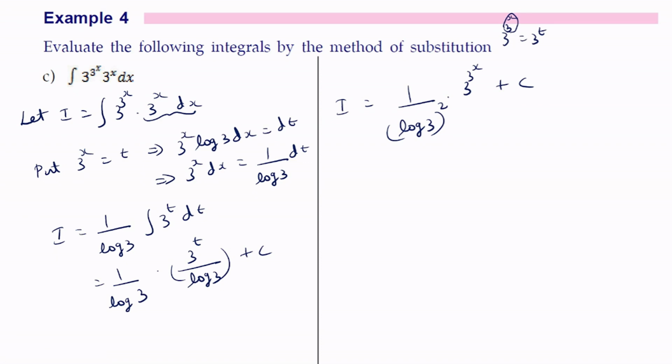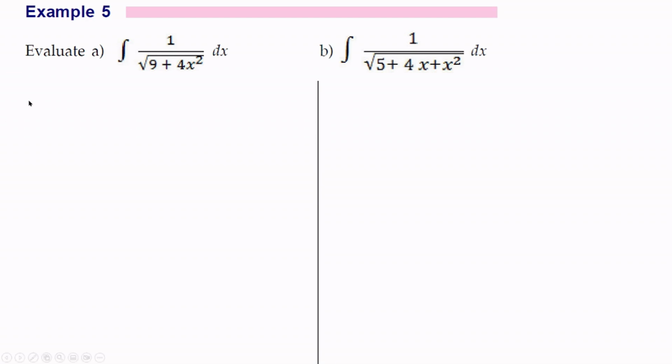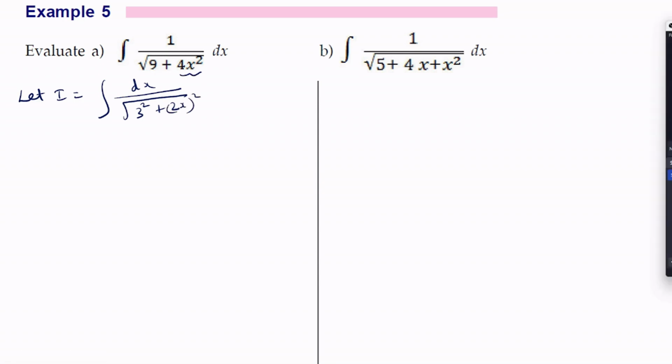Moving on to the next question. Evaluate integral 1 by root of 9 plus 4x square dx. So let I be equal to integral dx by root of 9, which we can write as 3 square, plus 4x square, which we can write as 2x the whole square. So this is of the form integral dx by root of x square plus a square. This is nothing but log mod x plus root of x square plus a square plus c.